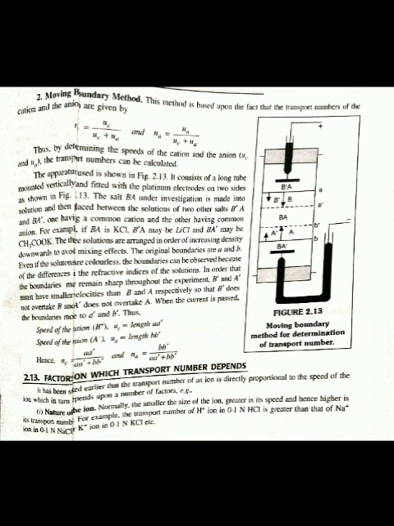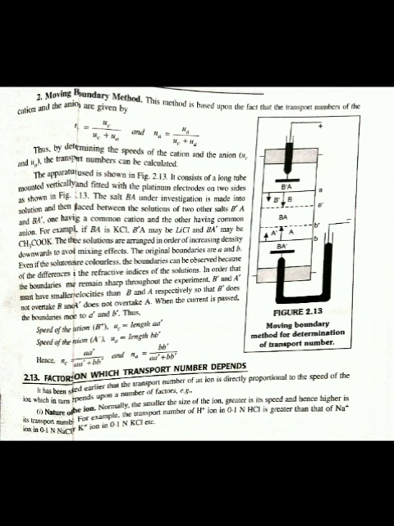Thus, the speed of the cation B positive, UC, is directly proportional to the length AA'. The speed of the anion A negative, UA, is directly proportional to the length BB'. Hence, NC is equal to AA' upon AA' plus BB', and NA is equal to BB' upon AA' plus BB'.